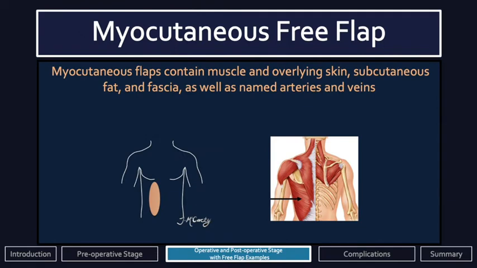So after that brief overview, let's take a look at some of the specific flap types. We'll start with the myocutaneous free flap. These are made up of muscle and can include the overlying skin as well as intervening fat and fascia. The two most common myocutaneous flaps are the rectus abdominis flap and the latissimus dorsi flap.